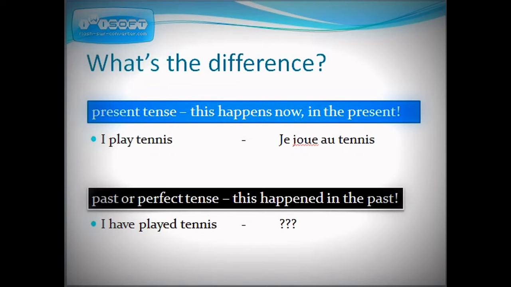The past tense allows us to talk about the things that have happened in the past, things that we have done and that are finished. So it's perfect already. That means it's not going on anymore. I have played tennis is a good example of that.